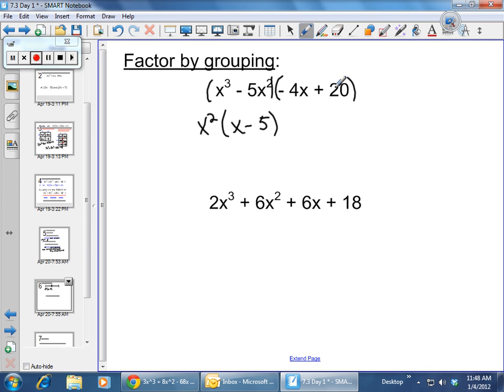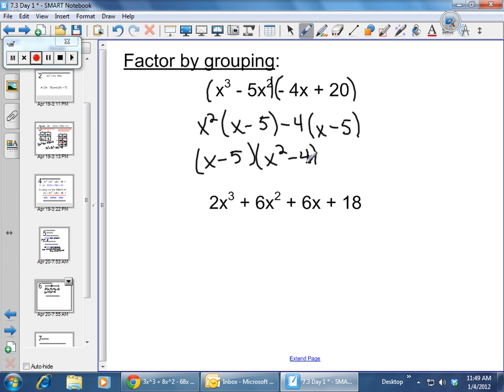And then what we can pull out of here is a negative 4. So we'll do minus 4, and then what's left over, if we divide by negative 4, we get just x. And this would be minus 5. And the cool thing is these both have x minus 5s, and so when we factor out an x minus 5 out of both of these terms, we're left with x squared minus 4. So the factors of this thing are these two terms.